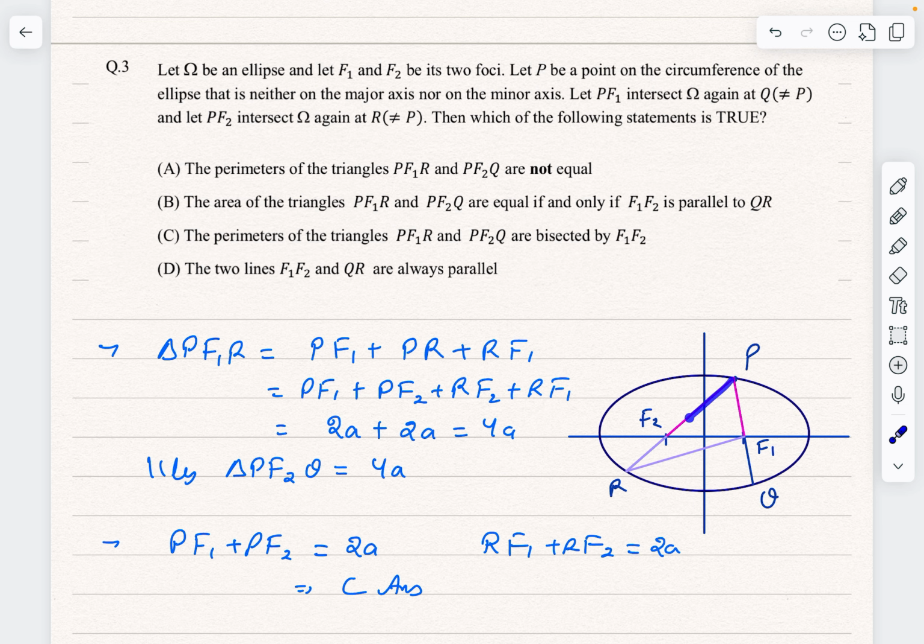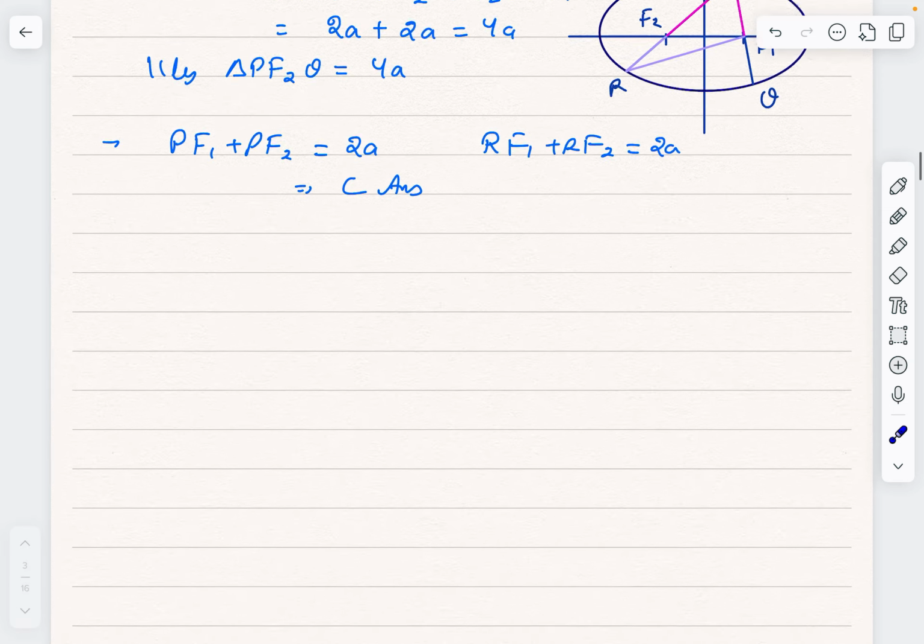So we see the sides of the triangle only. PF1 plus PF2 is 2A, RF1 plus RF2 is 2A. So both sides are equal. So we say option C is correct. There is no need to check any other option. Directly you can say option C will be correct. Let us go to the next problem, guys.